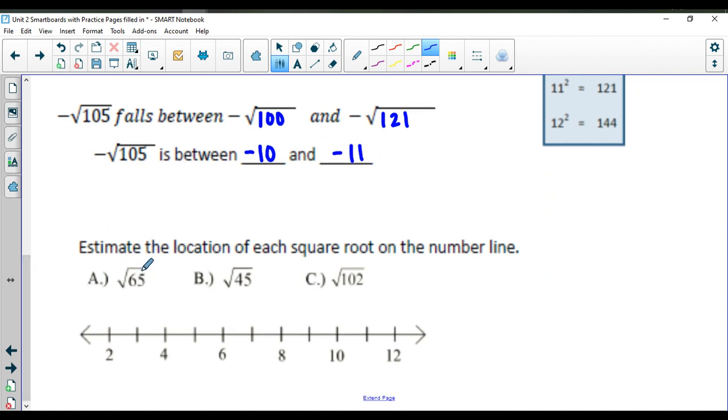Down here, you can estimate the location of the square roots on the number line. Square root of 65, this is in between the square root of 64 and 81, and it's really, really close to the square root of 64 because 64 is only 1 away from 65. So that means it's going to be pretty much here, just right above the 8. So we're going to go ahead and give that a label of A. Square root of 45, this is going to be between 36 and 49. It's going to be a little bit closer to the 7 side of things. So 6, 7, 8, I'm going to place it right here and label it B. And C, the square root of 100 is really close to 10. So I'm going to put it just a little bit to the right and label that one C.